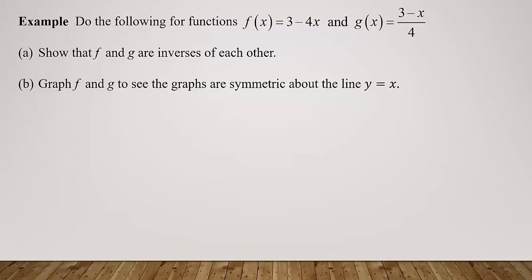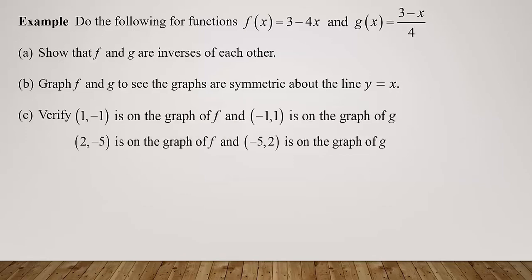Graphically speaking, when you look at the graph of a function and its inverse function, they will be symmetric about the line y equals x. And then part C is kind of setting up something really important. We're going to verify that the point (1, -1) is on the graph of f, and that the point (-1, 1) is on the graph of g. And we'll also verify that the point (2, -5) is on the graph of f, and the point (-5, 2) is on the graph of g.